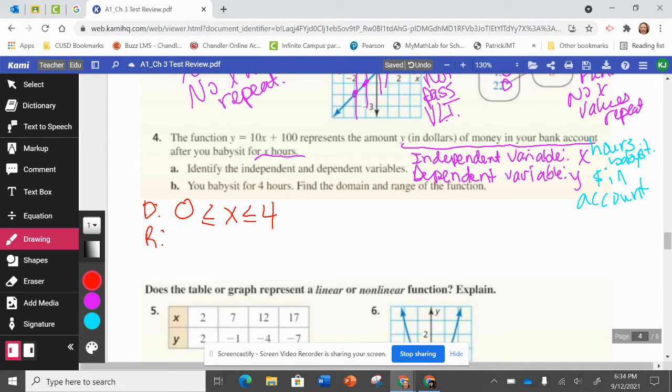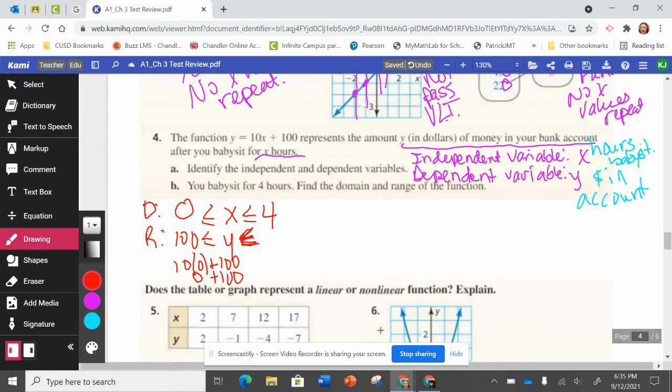In order to find our range for that, though, we'd have to plug each of those values in. So if I said, well, I'm not going to babysit any hours, x would be 0. How much would we have in our bank account? Well, 10 times 0 is 0, and 0 plus 100 is 100. Remember that range is y.